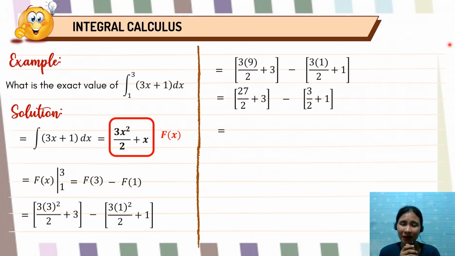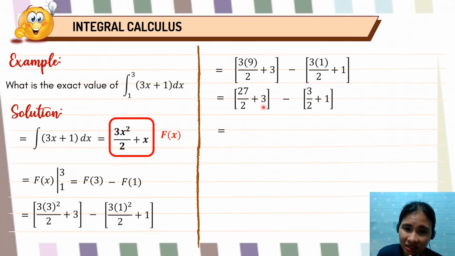Next, we need to combine this one. We need to combine the fraction and the whole number. So instead of doing the step-by-step process with the LCD, we don't need to do that one. But instead, all we need to do is this one. Multiply the denominator to the whole number.